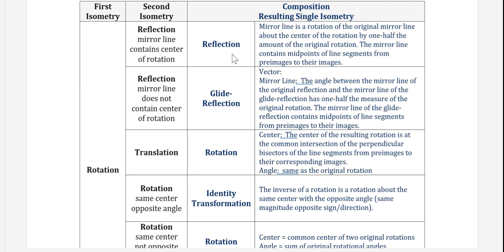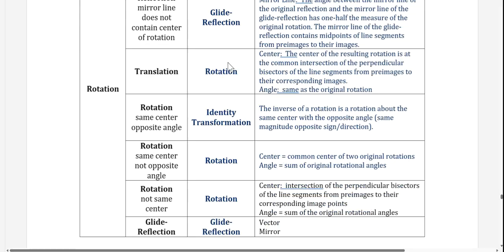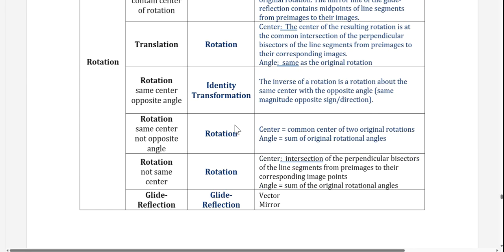If you do a rotation and then a rotation with the same center and the opposite angle, you're going to get the identity transformation. So the inverse of a rotation is a rotation about the same center with the opposite angle, same magnitude, but opposite sign or direction. Okay, so if you rotate 45 degrees clockwise, the inverse will rotate 45 degrees counterclockwise, same center.